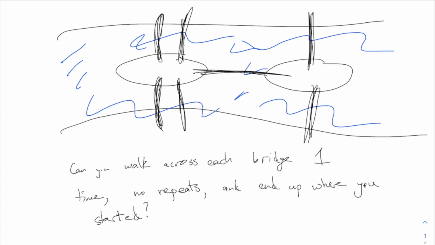Could you walk across the land masses and that not counting as repeating a place, or would you just have to only touch down once? Yeah, it's only the bridges that cannot be repeated. So you can walk around, you can walk back and forth down here. Is that what you mean? Yeah. You think you can? Yeah. Can you tell me how? I will follow with my finger.